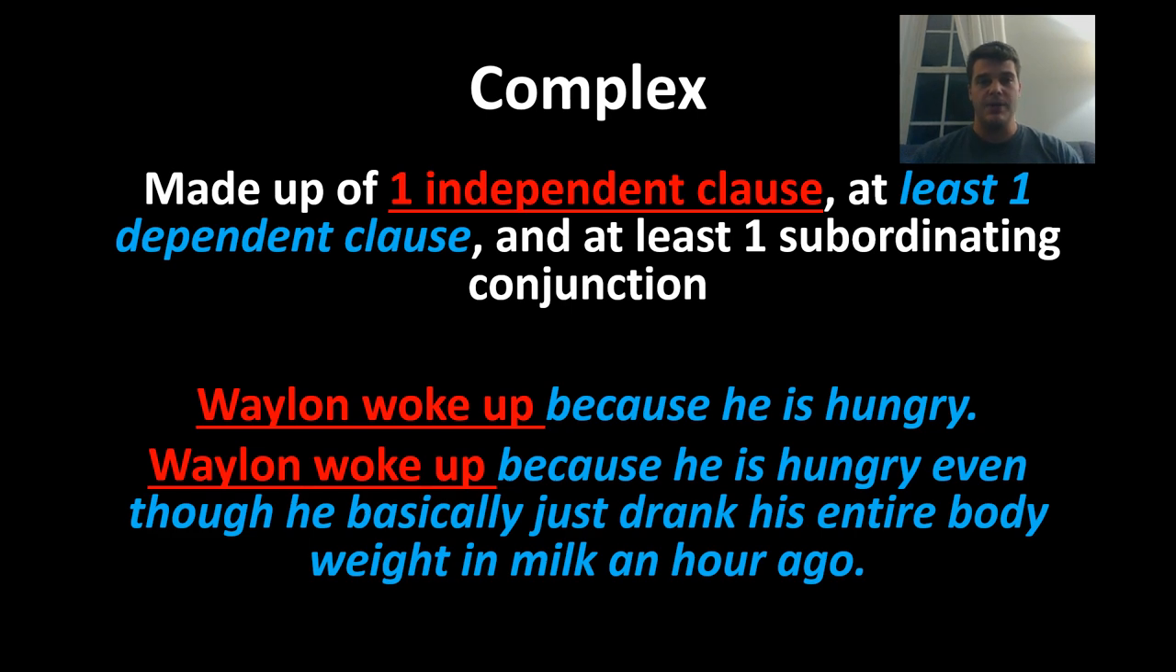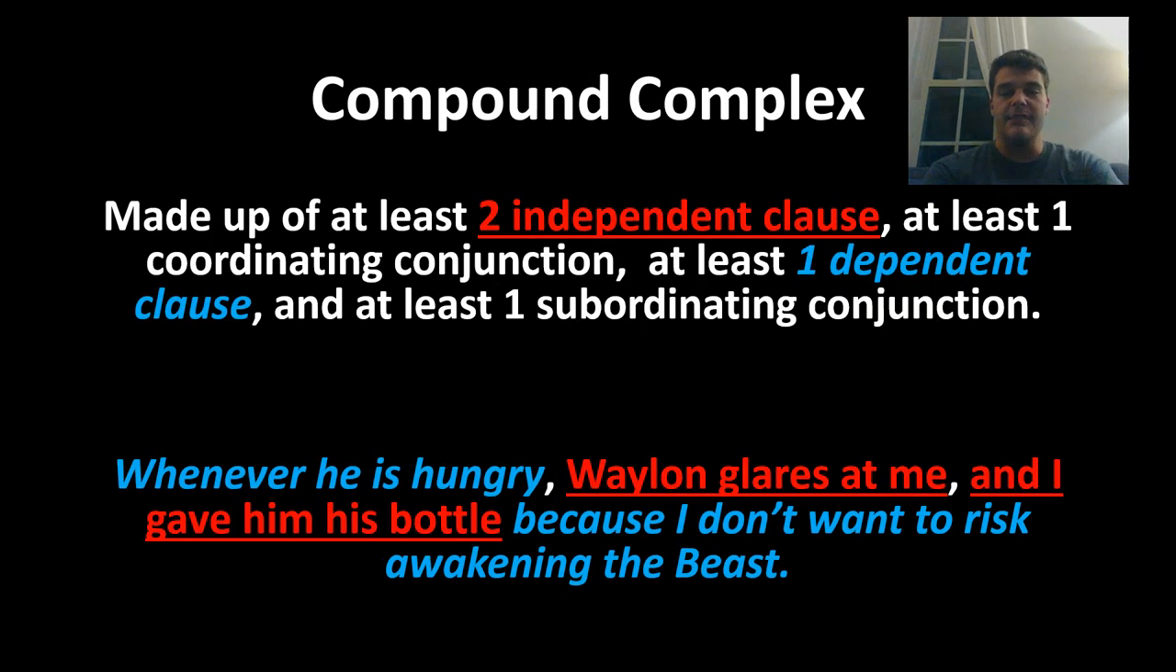All right, complex sentence. Okay, the last kind is the compound-complex sentence. Just like the complex sentence, we can add multiple different parts to make this kind of sentence. But it has to have at least two independent clauses, at least one coordinating conjunction that brings the independent clauses together, at least one dependent clause, and at least one subordinating conjunction. So we could say, "Whenever he is hungry, Waylon glares at me, and I give him his bottle because I don't want to awaken the beast."